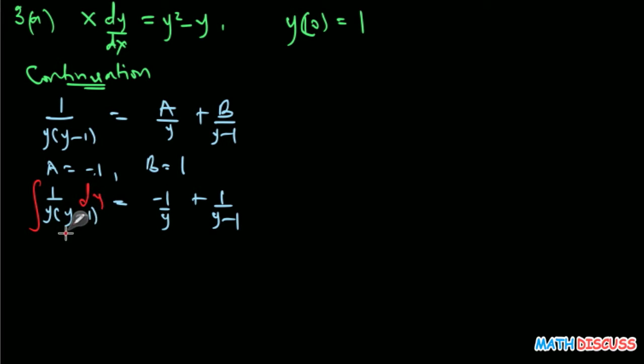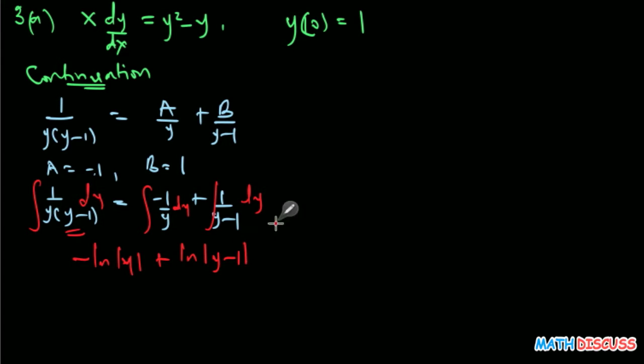So this is what we were meant to do initially. Doing this is as good as doing it for this side and then doing it for this side. That is integrating both sides. You understand? So what we now have is, when you integrate this, you have negative ln of y plus the ln of y minus 1.